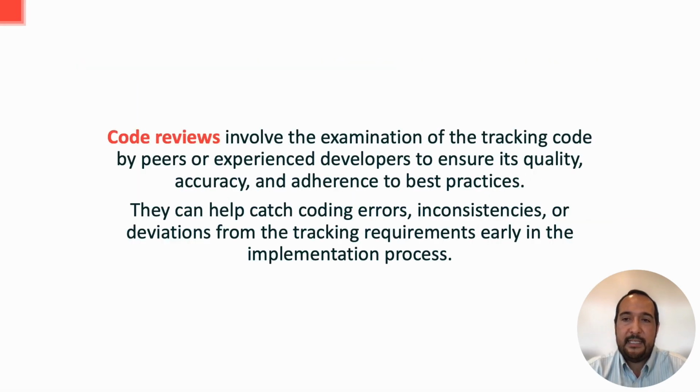It helps ensure the complete tracking process functions as expected. Code reviews involve the examination of the tracking code by peers or experienced developers to ensure its quality, accuracy, and adherence to best practices. Code reviews can be manual, where developers provide feedback based on their expertise, or automated, where the code review tools analyze the code for potential issues. Code reviews can help catch coding errors, inconsistencies, or deviations from the tracking requirements early in the implementation process.